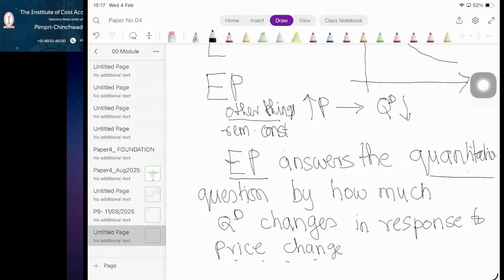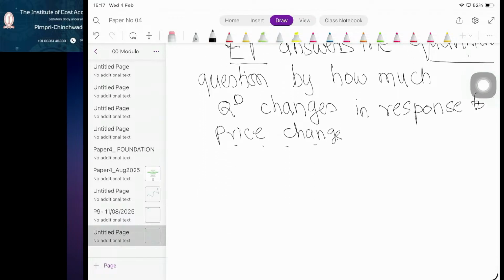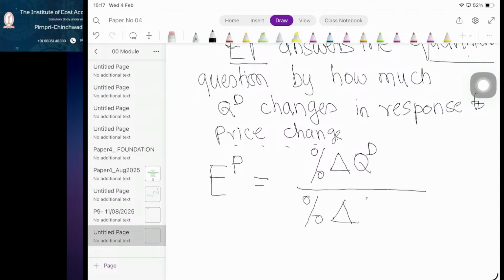And write down the formula. This is very important. Price elasticity is measured by the following formula: percentage change in quantity demanded to percentage change in price.